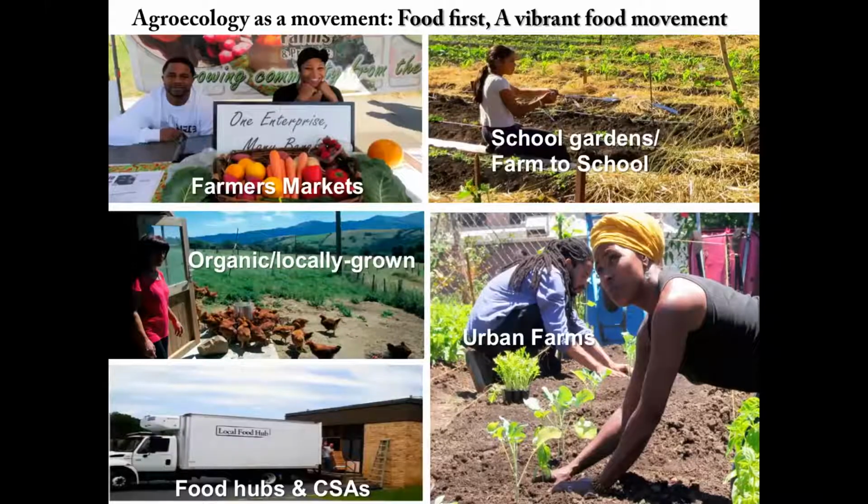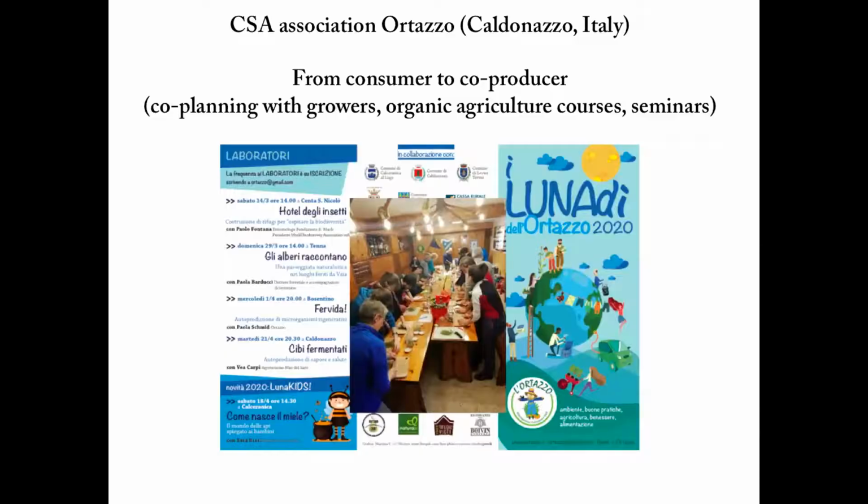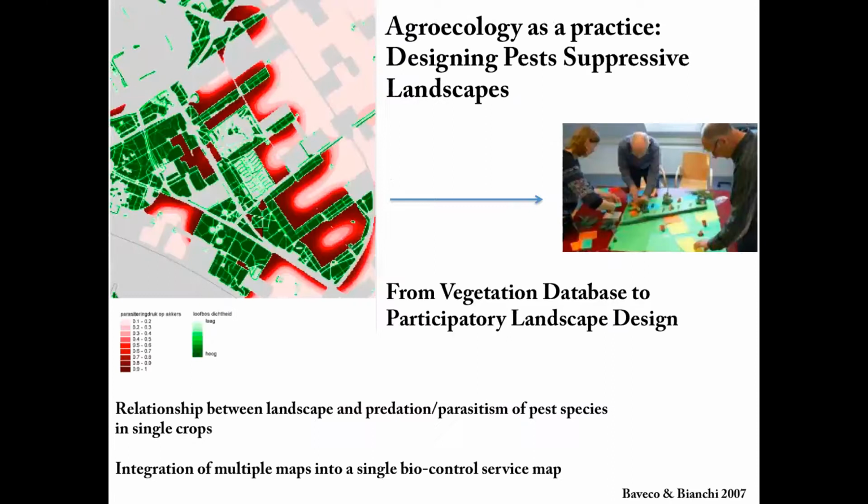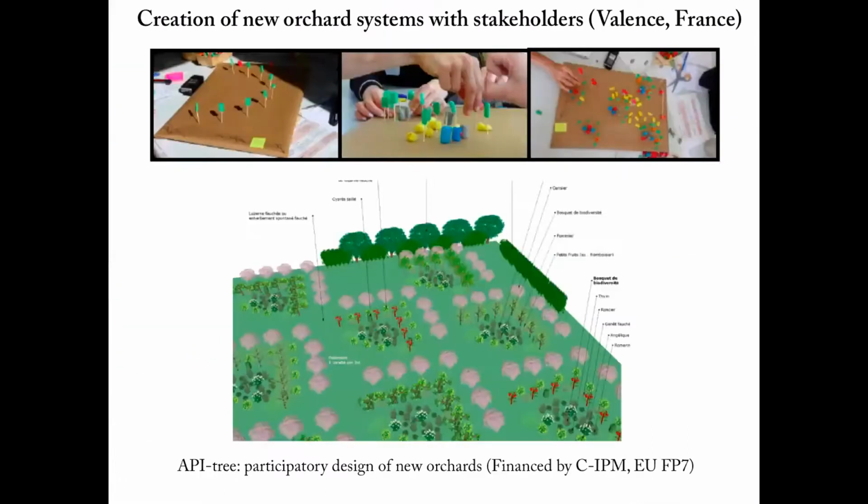And we need to encourage social movements like this one, for example, Food First, that is promoting organic, locally grown food, urban agriculture, and so on. We have even one here in Trentino called Ortazzo, for example. We can promote designing pest suppressive landscapes with participatory projects, including people living in agricultural areas.